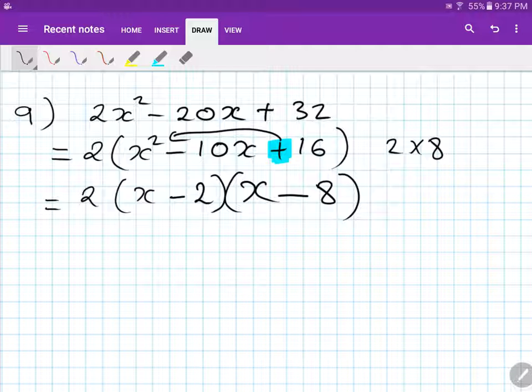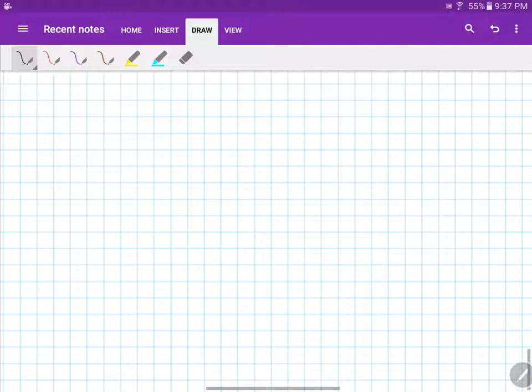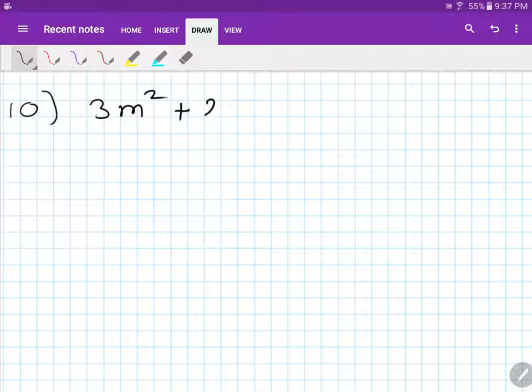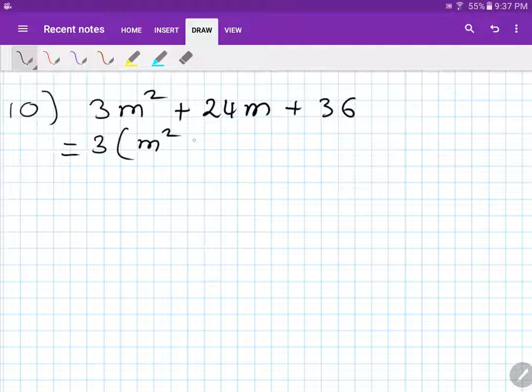Okay, next one, number 10. 3m squared plus 24m plus 36. Look, you divide everything by 3. So you take the 3 out. So that gives me m squared plus, you divide by 3 because the common factor is 3, so that gives me 8m plus 12.